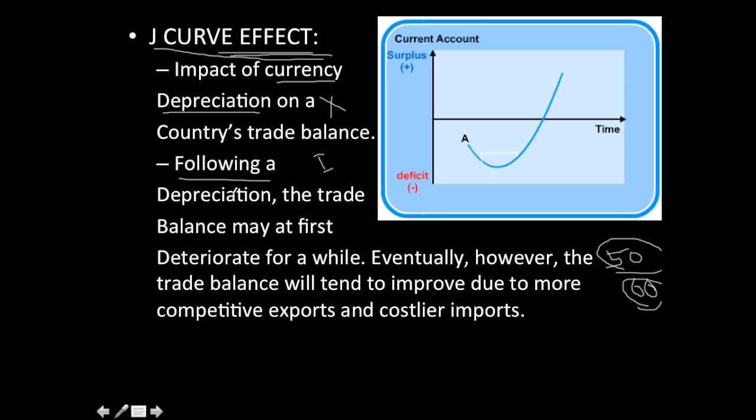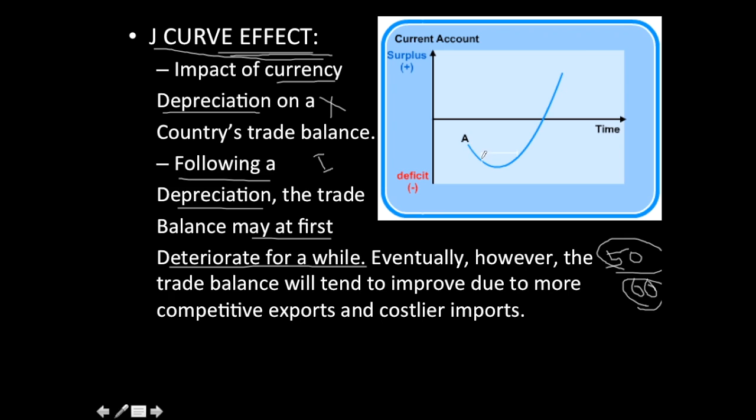Let's read this. Following a depreciation, the trade balance may at first deteriorate for a while. Why? Because when the currency is depreciated, whatever you were importing, you will continue to import the same things for a while. It will take some time for the domestic economy to offset those imports with domestic production. So if you were importing heavy amounts of capital, it may take you some time to produce those capital assets in the domestic economy itself, rather than importing them. So that time lag gives rise to this J effect.